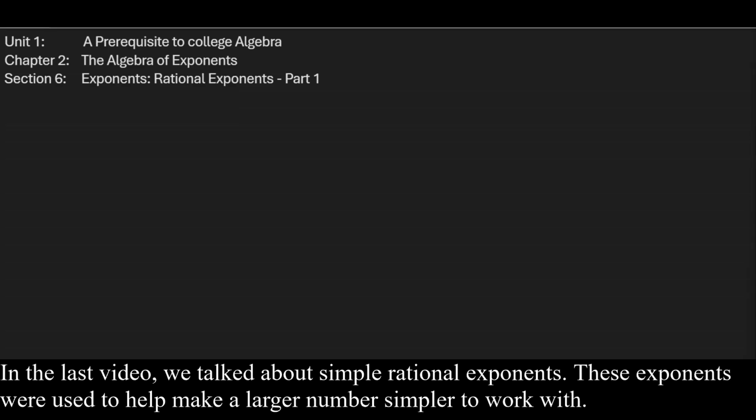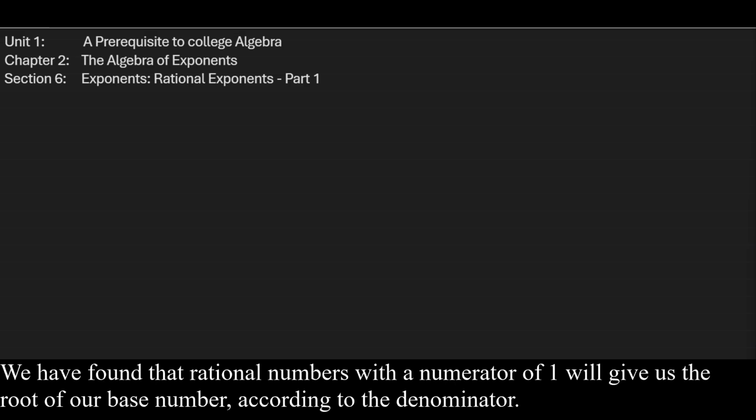In the last video, we talked about simple rational exponents. These exponents were used to help make a larger number simpler to work with. We have found that rational numbers with a numerator of 1 will give us the root of our base number according to the denominator. For example, if we had a denominator of 2 in our rational exponent, our base would yield its second root. If we had a 5 in our denominator, our base would yield its fifth root.